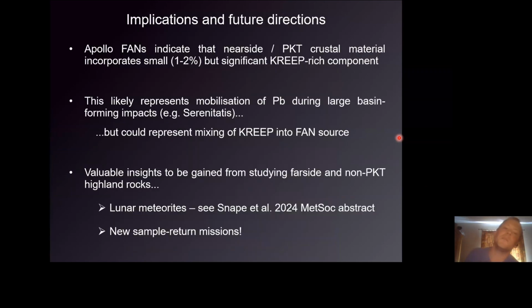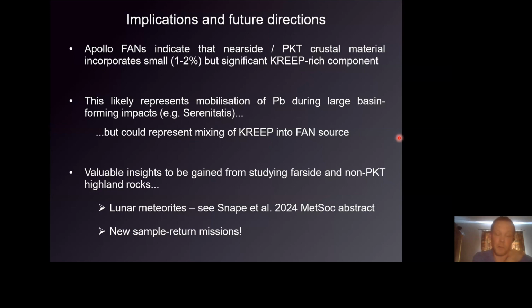So finally, just to close up with some implications and future directions. So I think the Apollo FANs suggest that you have a small but very significant KREEP component in terms of lead isotopes. I would suggest this most likely represents the mobilization of lead during large basin-forming impacts. However, we can't completely rule out the mixing of KREEP as the sources were forming. We need to look into this in a bit more detail. But there's clearly very valuable insights to be gained from looking at these crustal rocks, and especially looking at farside and non-PKT highland rocks.